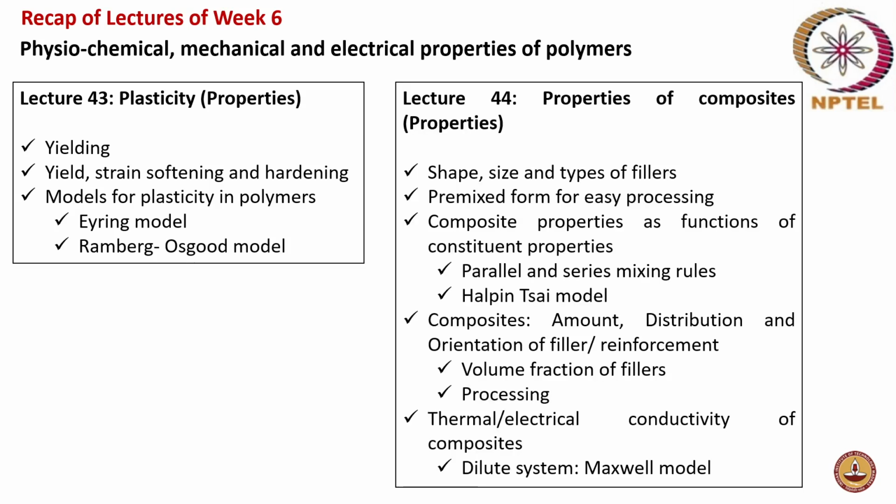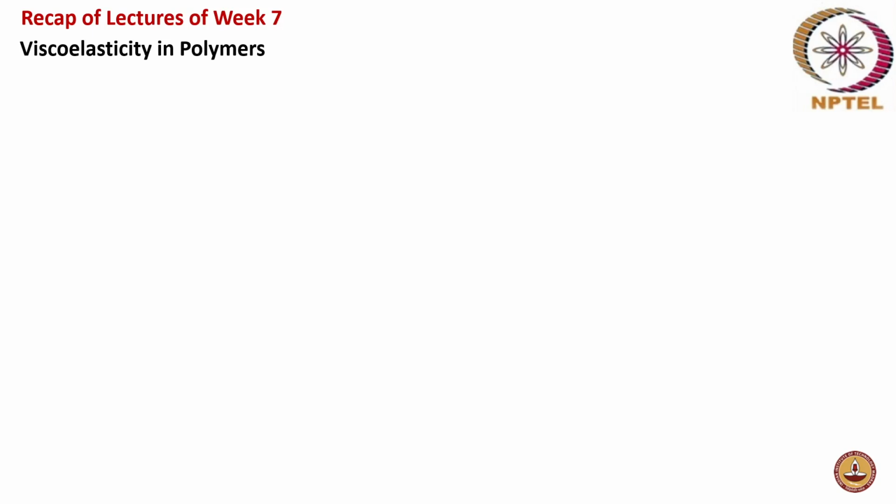Next, properties of polymer composites. So how do the shape, size, and type of fillers play an important role? How are they pre-mixed for ease of processing? Parallel and series mixing rules and the Halpin-Tsai model were discussed, and then thermal or electrical conductivity of composites, and then the dilute system Maxwell model was discussed. And volume fractions of fillers and how processing plays a role, right? These were all discussed.